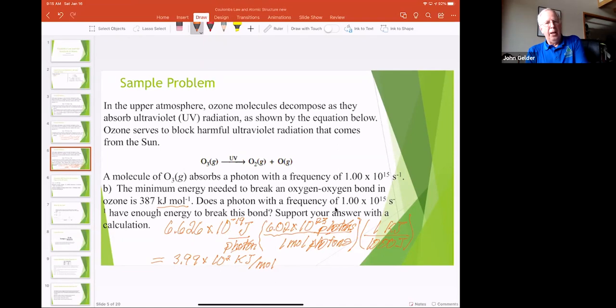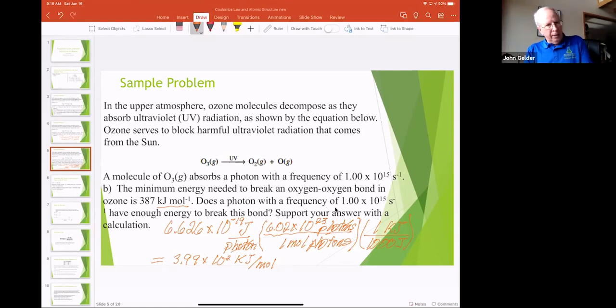And so the question is, does a photon of that frequency have enough energy to break this bond? So what do you think? Is that a yes or a no? 387 kilojoules per mole are required. We have enough energy in this particular photon, equivalent to almost 400 kilojoules per mole. So yes, we do have sufficient energy to break that bond in a molecule of oxygen.